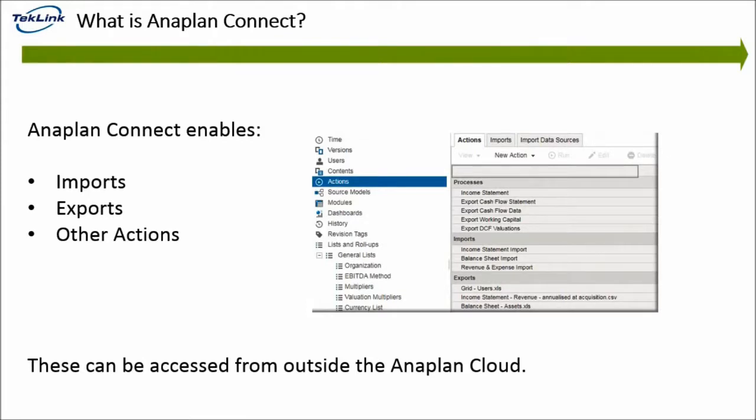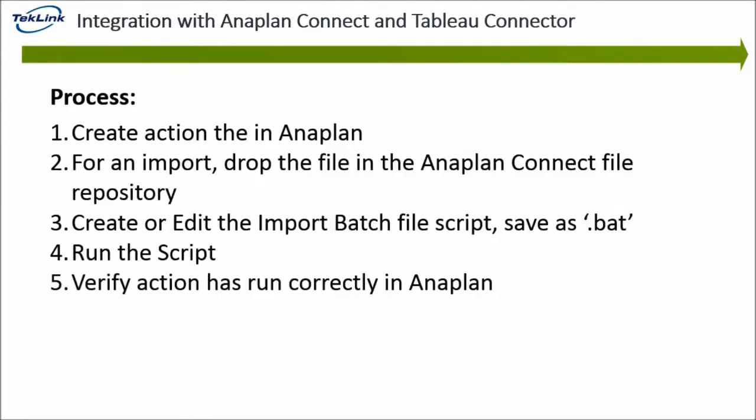So now we're going to move into the process for utilizing Anaplan Connect. First thing we have to do is create the action in Anaplan, in this case an import. Next, we want to drop the flat file that we're going to be importing into the Anaplan Connect file repository. Next, we want to create or edit the import batch file script and save as a batch file. Finally, run the script and verify the action has run correctly in Anaplan.